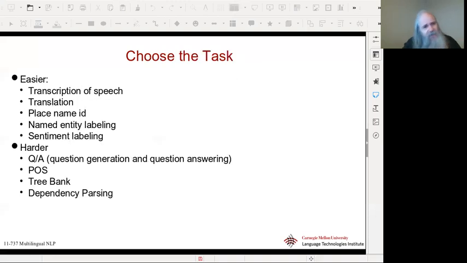Choose the task. Easier things are like transcription of speech, translation, maybe place name ID, named entity labeling, sentiment labeling. These are easier to do. Much harder tasks, well, maybe question answering is possible as long as it's identifying a question. Maybe generating a question could be quite hard, but question answering, especially identifying the segment that has the answer in it. Part of speech tagging requires more skill, and maybe you're going to do that automatically at first and try to do correction. Tree banking requires real knowledge of the language that native speakers alone might not have.